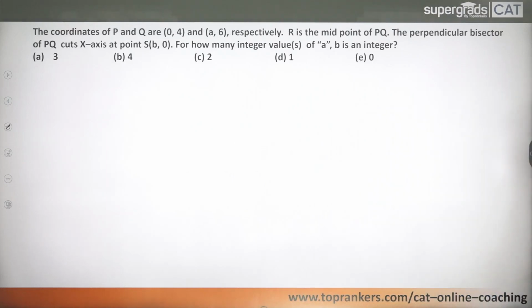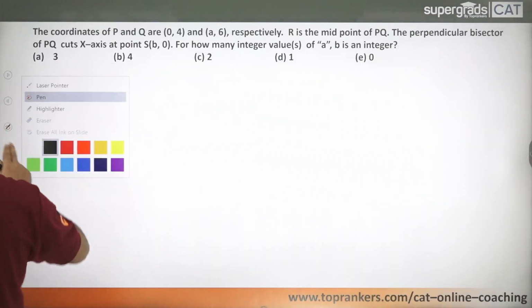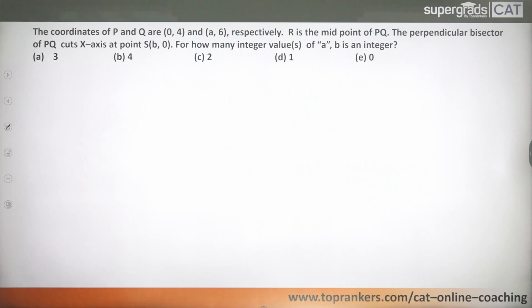It says the coordinates of P and Q are (0, 4) and (A, 6) respectively. R is the midpoint of PQ. The perpendicular bisector of PQ cuts the x-axis at point S (B, 0). For how many integer values of A is B an integer? Now, a very beautiful question. We are going to use slope in this question.